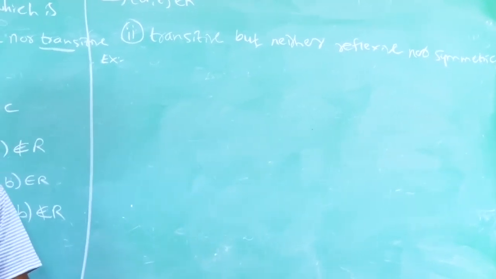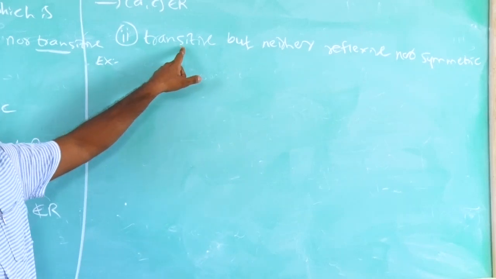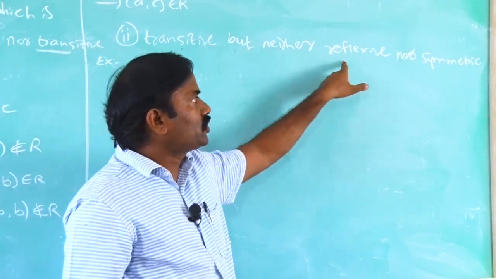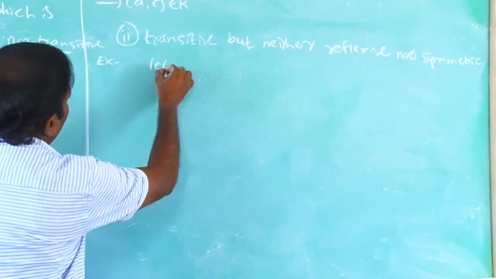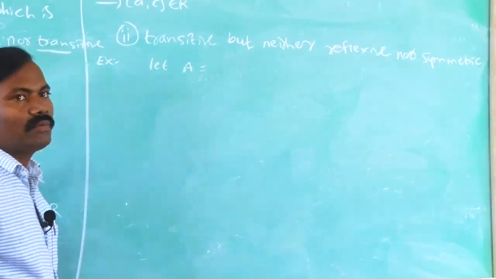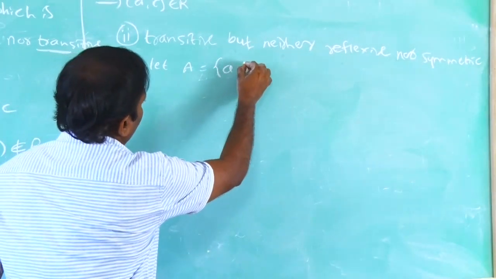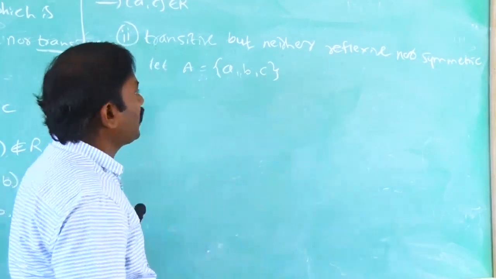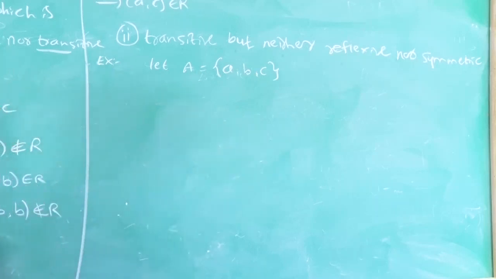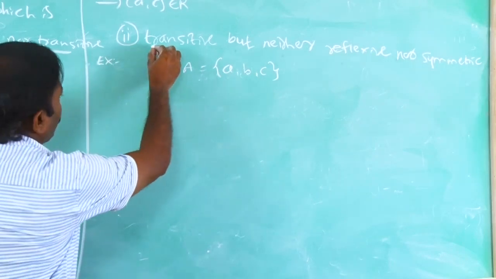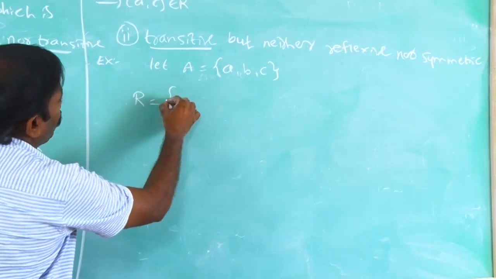Now second example: give an example of a relation which is transitive but neither reflexive nor symmetric. In the example, first of all consider any one non-empty set A equal to the set of elements a, b, c. Here the elements a, b, c belong to the set of all real numbers. But here find a relation that is only transitive. So R equal to the set of all.